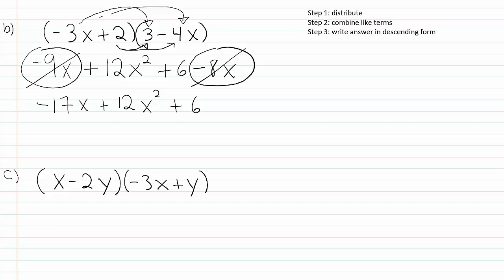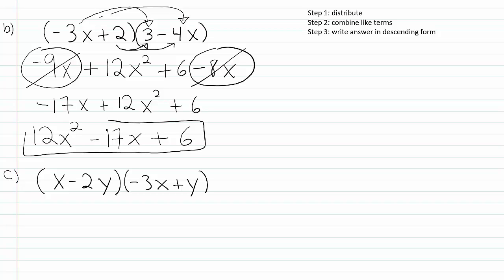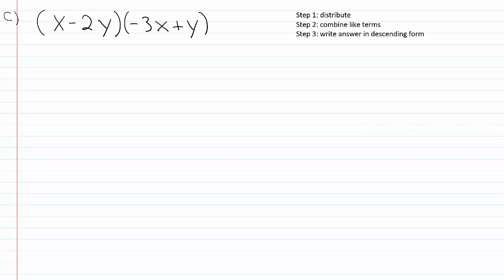We just need to put the polynomial into descending form. So I like to have the 12x squared out in front because that is our highest degreed term, right? That's because the x there has the highest exponent of all the terms left on the paper. Then we have minus 17x, which will be the next highest power, right? The x to the 1 power. And then finally the constant, which will always go last. So we have plus 6. And that's our solution.